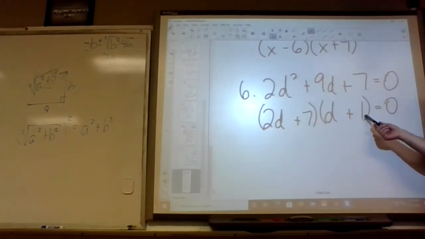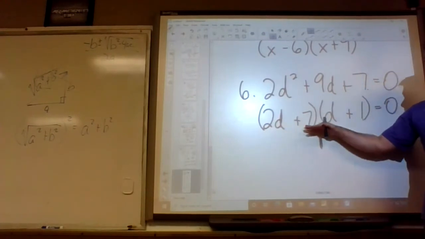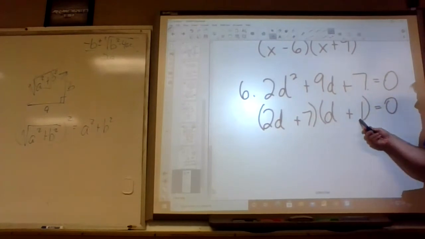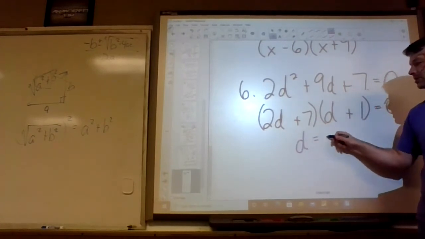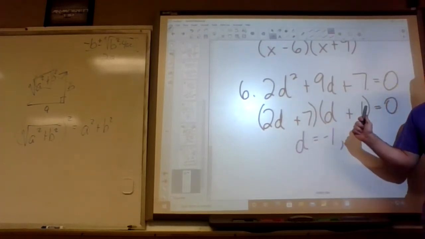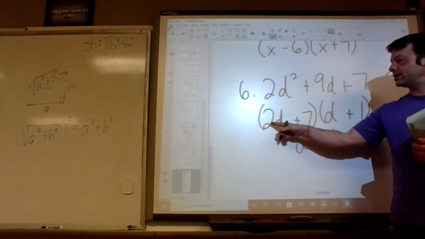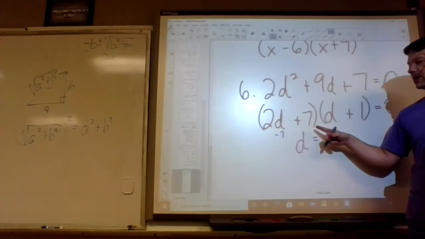But on this one, you wouldn't have to use the quadratic formula because it factors. Do you guys remember what we would need? What could D be on this equation? Okay, it's -1, because if this is 0, the whole thing's going to be 0, right? So D could be -1. Or no. If I plug in -7 right here, what am I going to get? 2 times -7 is -14 plus 7, not 0. So how do I make it 0?